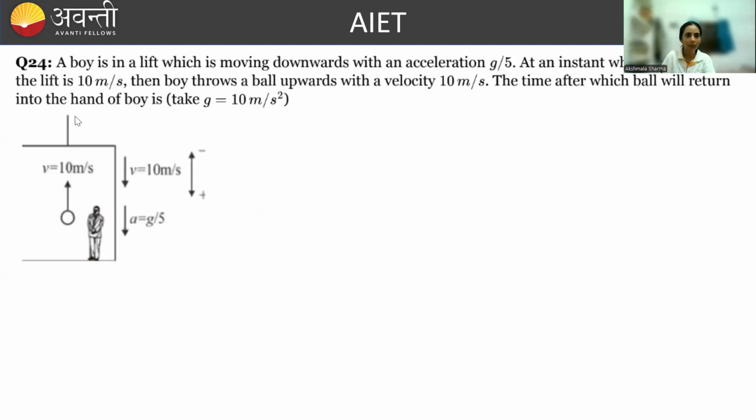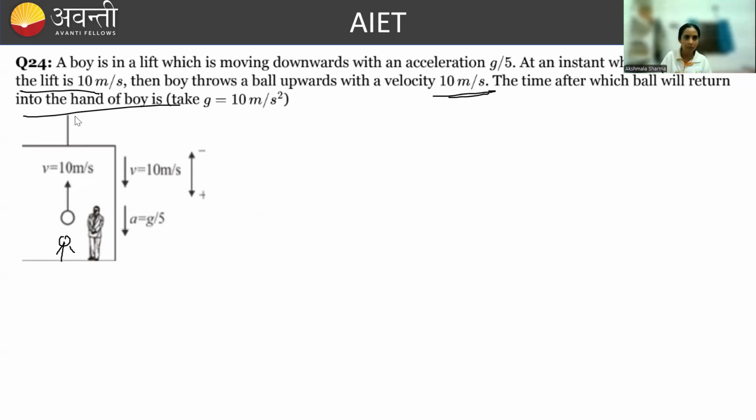Now, a boy in a lift which is moving downward with an acceleration g by 5. ठीक है? So with g by 5, this lift is moving downward with acceleration g by 5 at an instant when the velocity of lift is 10 meter per second. Then boy throws a ball upward with a speed of 10 meter per second. Then time after which ball will return into the hand of boy. So from the frame of lift, I'm going to calculate everything because boy is in the lift and that person is throwing the ball. So it will be easier to find it that way.